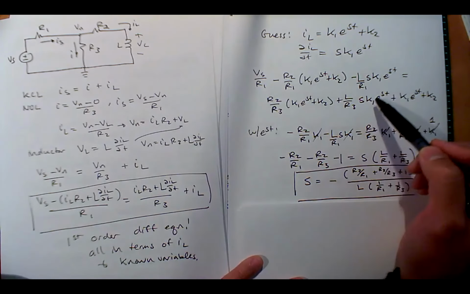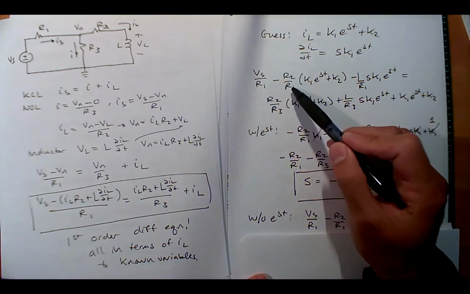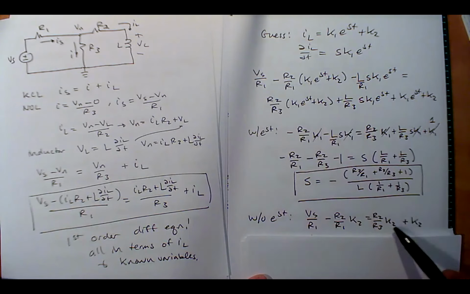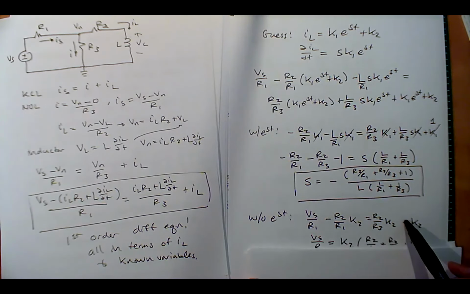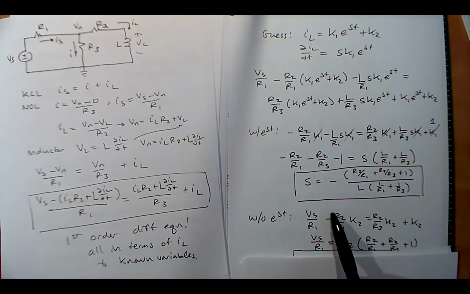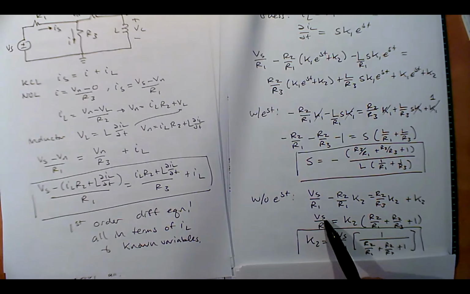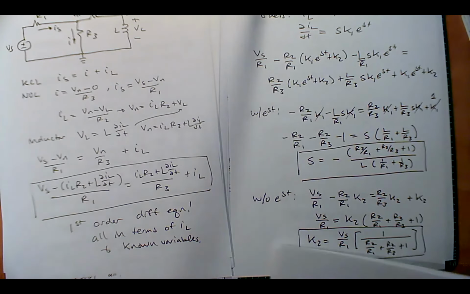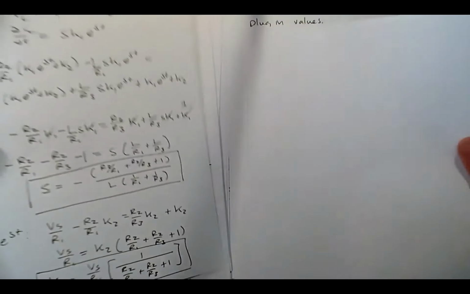All the terms without e to the ST. So I have Vs over R1, good. I have negative R2 over R1 K2, good, equals R2 over R3 K2, good, and K2, good. If I look at this one, I can combine all the K2 terms. So I get R2 over R1 positive, R2 over R3 plus 1, and I get Vs over R1, good, and then I get K2 equals this divided by this mess, right? Or 1 over this mess. Oh, nuts. And then the last thing we have is the boundary conditions.